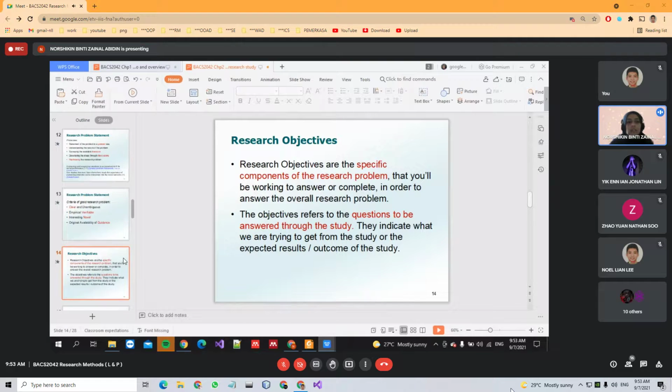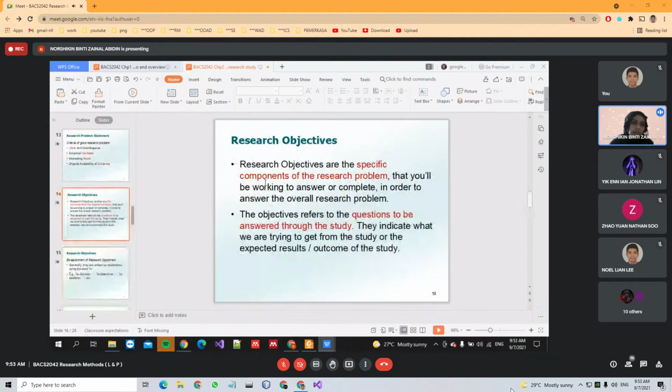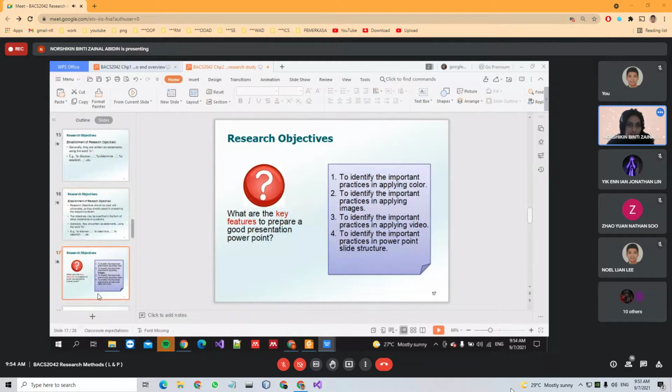And then research objective. Let me conclude for research objective. Research objective is what or why you want to do it, the purpose of your research. You need to be very specific in your research objective. So research objective is basically the target or goal of your research.